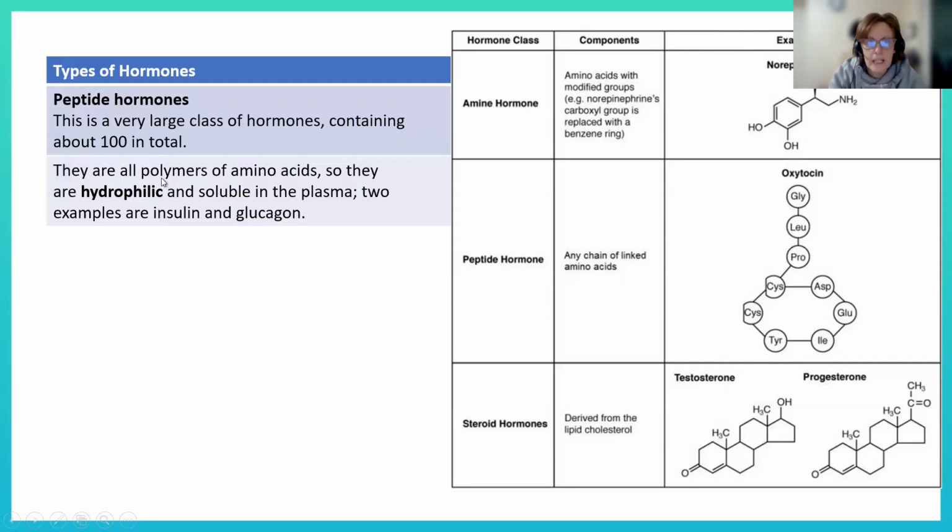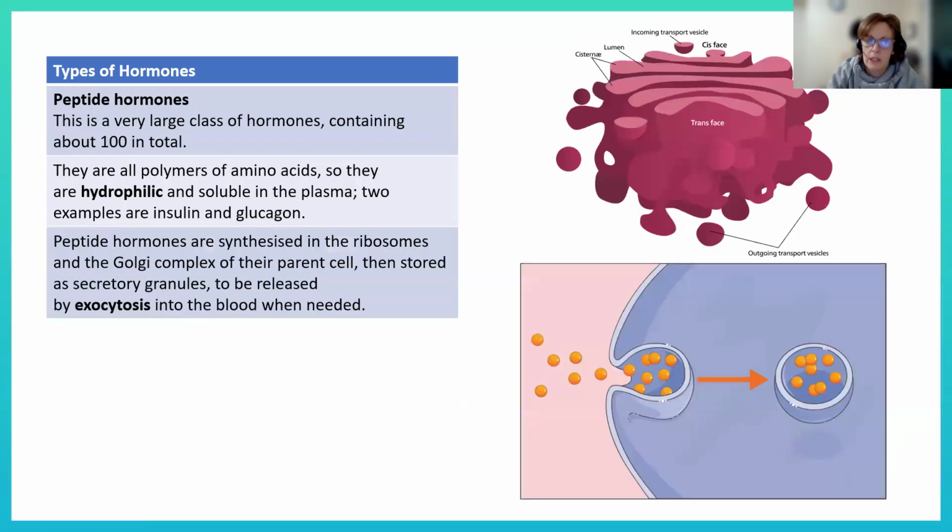The polymers or chains of amino acids are hydrophilic and soluble in the plasma. Two examples are insulin and glucagon, which are to do with the regulation of sugar. These peptide hormones are made at the ribosomes, which makes sense because we talked about the ribosomes as being the site of protein synthesis. Peptides are like short proteins, just not quite folded up yet to become a full protein, but they're the short chains that would become proteins. So it makes sense that these are made at the ribosomes in the endoplasmic reticulum.